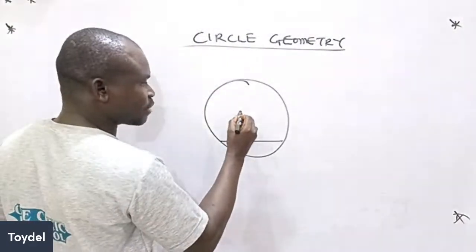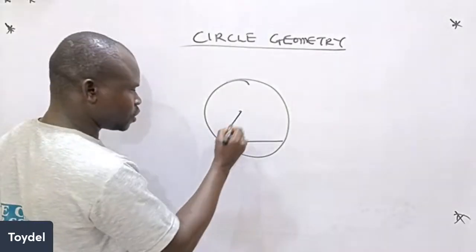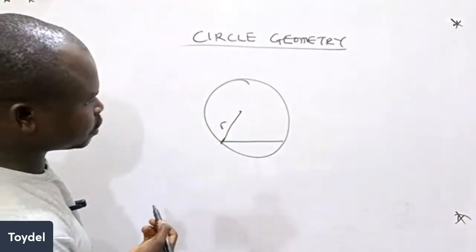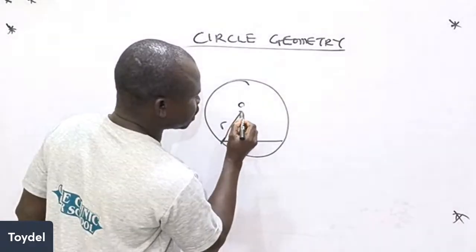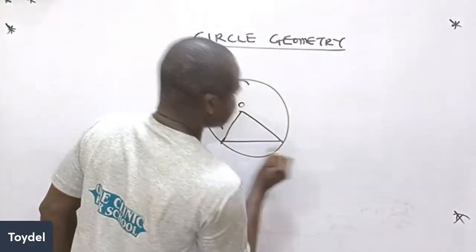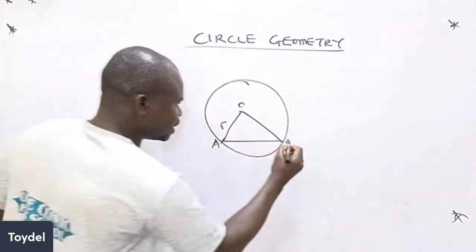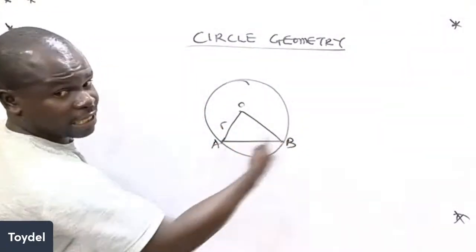A line from the center of the circle to any part of the circumference, we said it is called radius. If this center is O, and I have another radius here, this is another radius. Then if I bring out, let's say this is AB, this is the chord. Let's give the chord a name, AB.